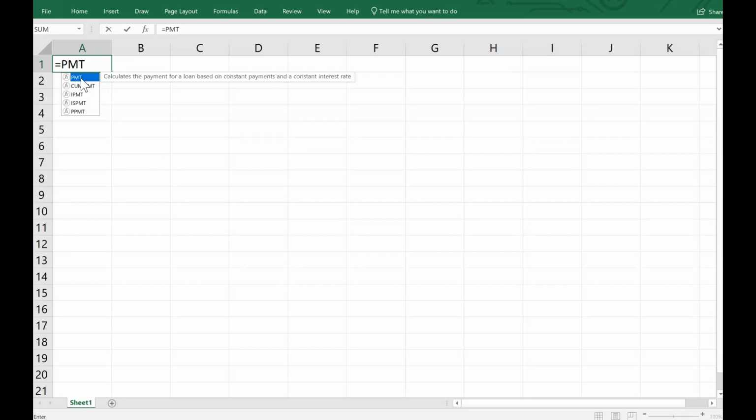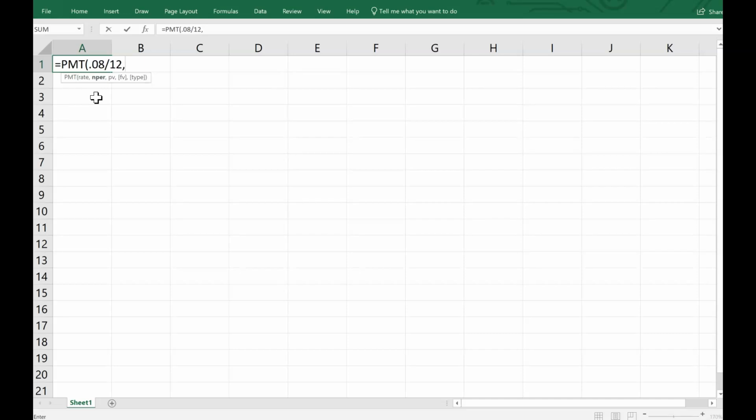And it tells you exactly, if you hover over it, it calculates the payment for a loan based on constant payments and a constant interest rate. The way it wants you to enter in your data is very specific. The order matters here. The interest rate is first, which is 8%, but because it's a monthly interest rate, it's an annual interest rate divided into 12 months. We're going to divide it by 12. So this is typically what you do on these types of problems, you put in the annual interest rate divided by 12.